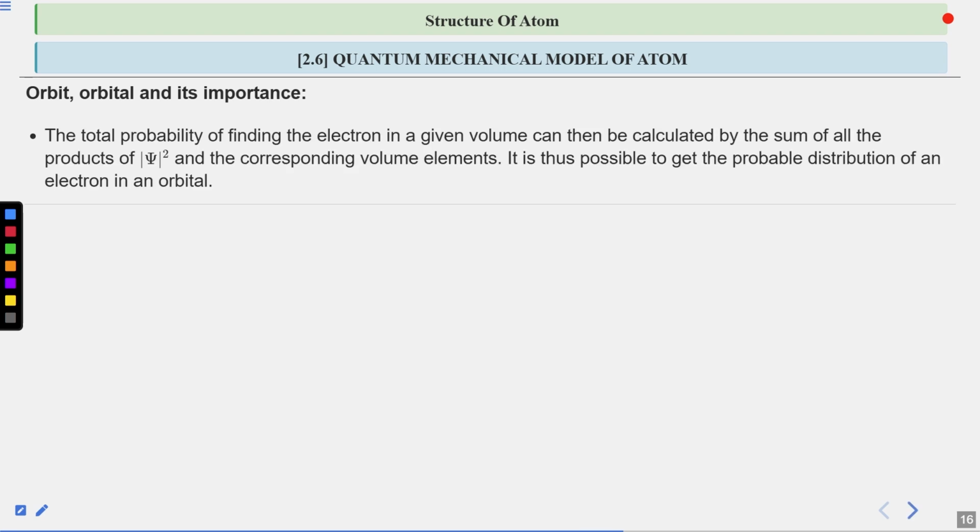As I told you, the total probability can be calculated by multiplying psi square with the volume element. You won't get any numericals on it, don't worry. But there can be theoretical questions on these statements. That is the reason I am telling you all of this. If you are not able to understand this, just try to learn them at least.